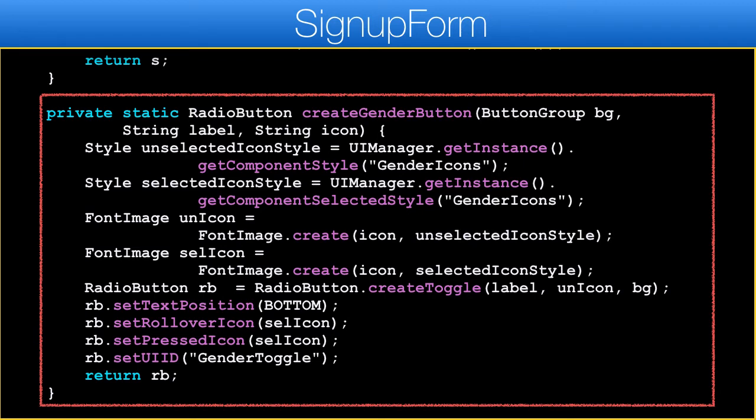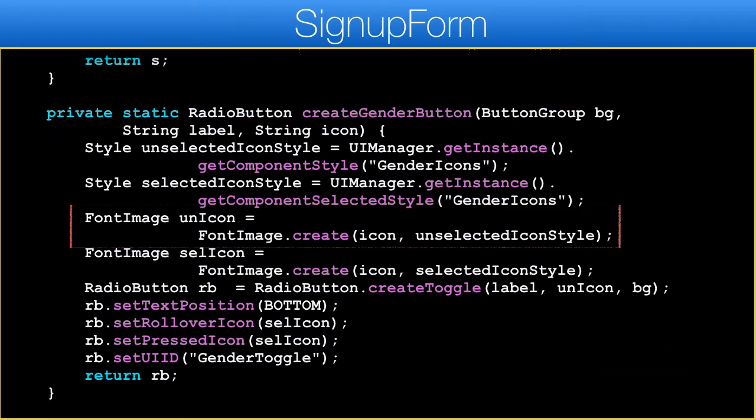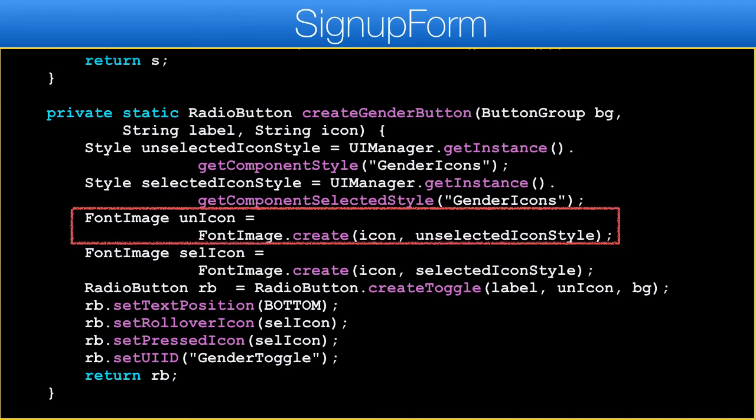Toggle buttons in Codename One can be radio buttons. That means that we can pick only one of them. When we click on female, the male entry is deselected. We create the font icon based on a separate UI ID because we want it to be much bigger than the text on the button. So we can't use set material icon.